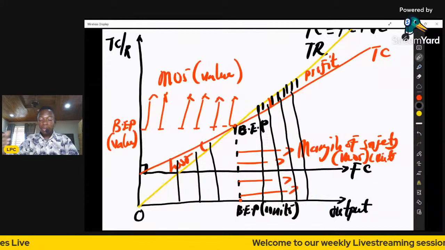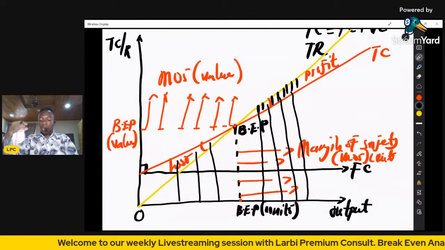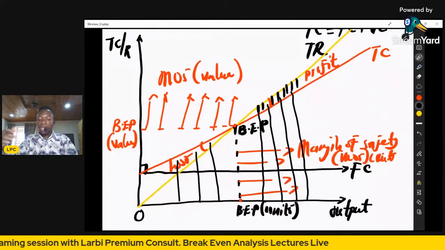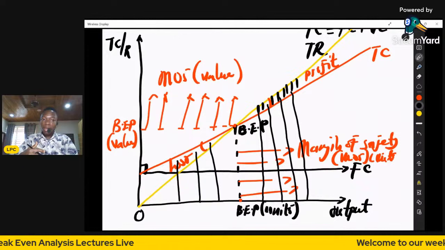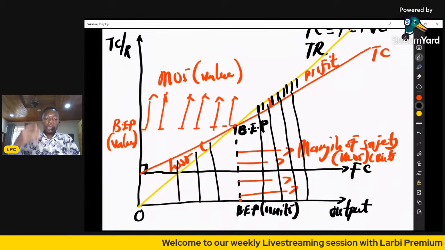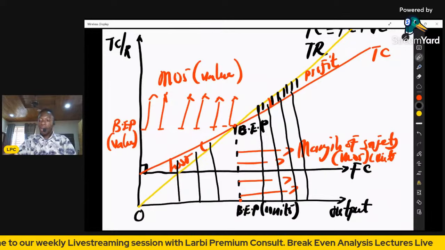So now we know what a break-even point is. We know the break-even point in terms of unit and in terms of value. We know margin of safety in terms of unit and in terms of value. We also know the profit area and the loss area, right? So this is all about the break-even. And we also know the total cost curve and total revenue curve, and the output. This is what we need to understand when it comes to the break-even analysis graph.